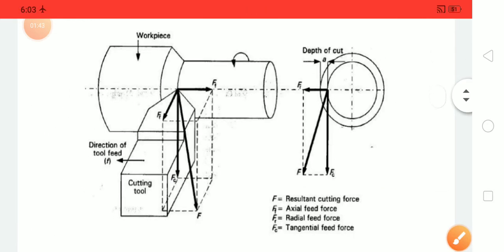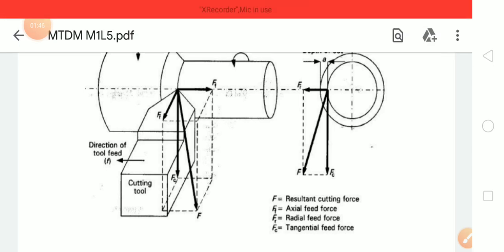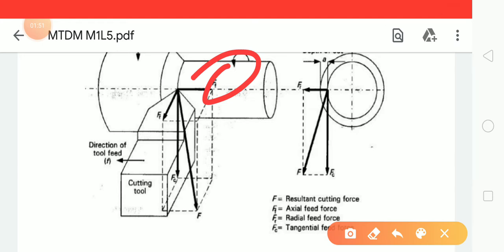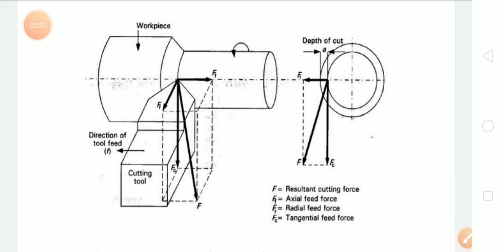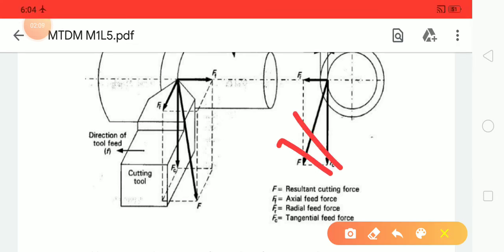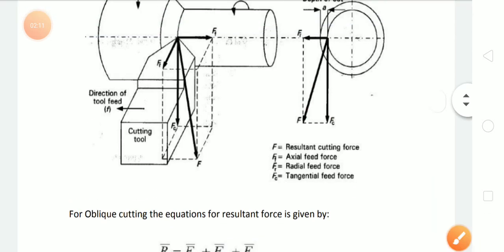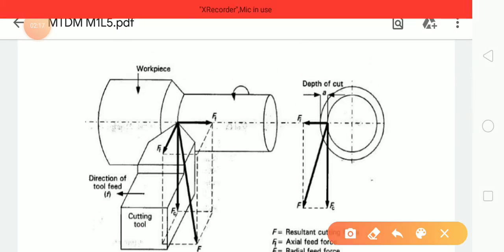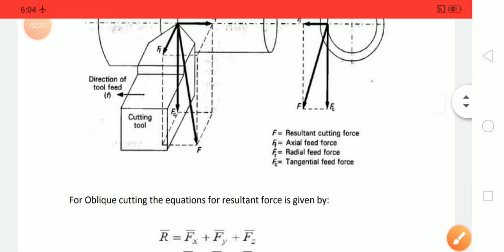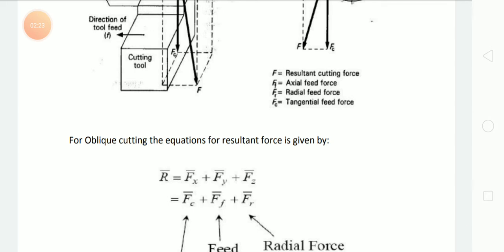And now the last one is the sum total of all these forces, that is the axial feed force, radial feed force and tangential feed force. The fourth one, F, is the resultant of all these cutting forces. So we can construct a diagram in such a way that here it is the resultant of all these forces. Now you can see the cutting tool here and the workpiece here, and now we'll write the equation for oblique cutting forces.